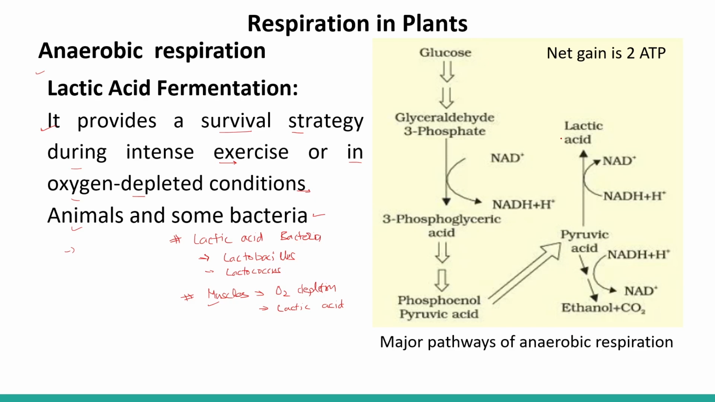Pyruvic acid is produced during glycolysis, and the pyruvic acid is finally converted into lactic acid. Now again you can see here NADH. 2 molecules of NADH will be used because there are 2 molecules of pyruvic acid. So what should be the outcome of lactic acid also? It is again 2 ATP. 2 ATP are produced or generated during the anaerobic respiration, or during the alcoholic fermentation or lactic acid fermentation.